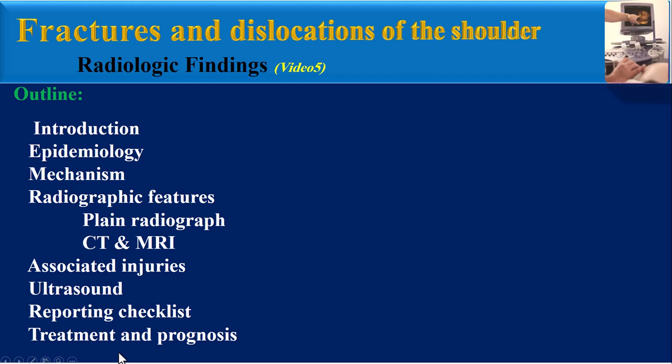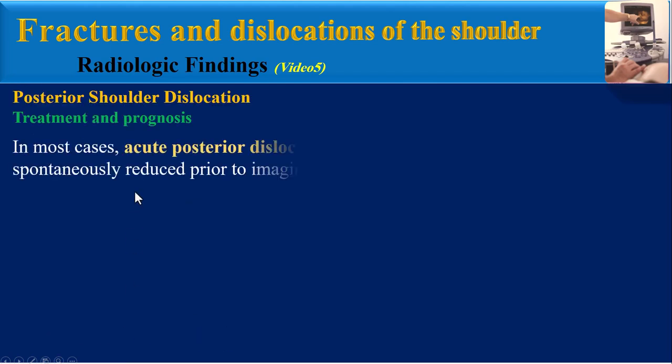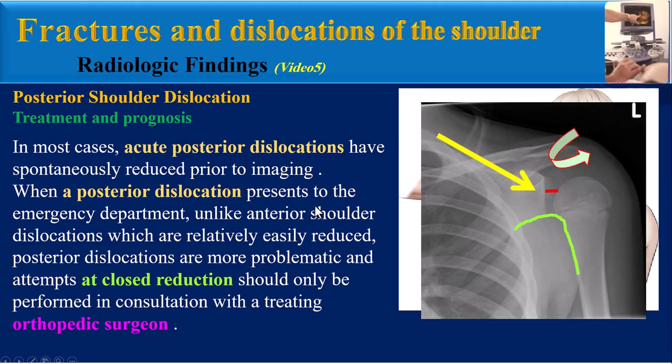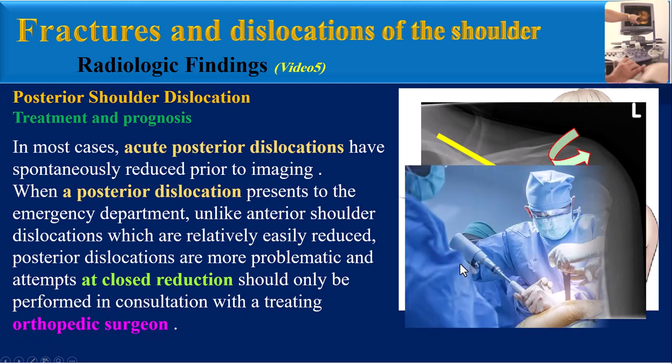Now, a few points of treatment and prognosis. In most cases, acute posterior dislocations have spontaneously reduced prior to imaging. When a posterior dislocation presents to the emergency department, unlike anterior shoulder dislocations, which are relatively easily reduced, posterior dislocations are more problematic, and attempts at closed reduction should be performed in consultation with a treating orthopedic surgeon.